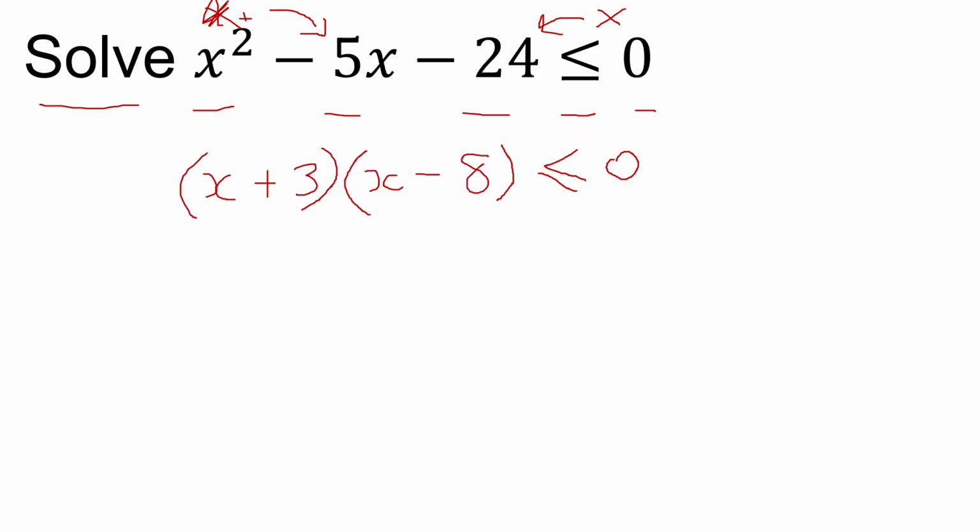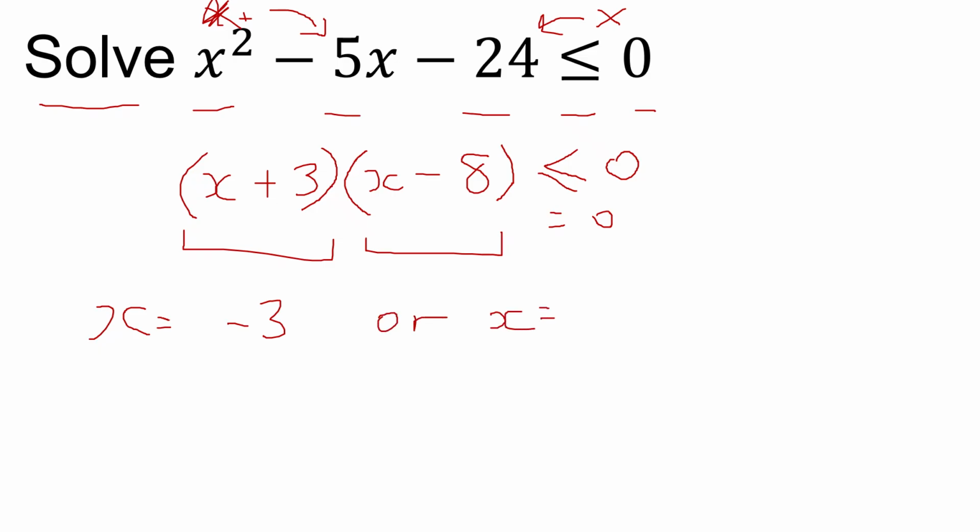Then what's next? Well, we are now going to set each bracket equal to 0. We're going to assume it's equal to 0 for a minute and solve, and work out our x-intercepts. So x equals minus 3, so I'm going to flip the sign, or x is equal to positive 8. We get that by setting x plus 3 equals 0 or x minus 8 equals 0.